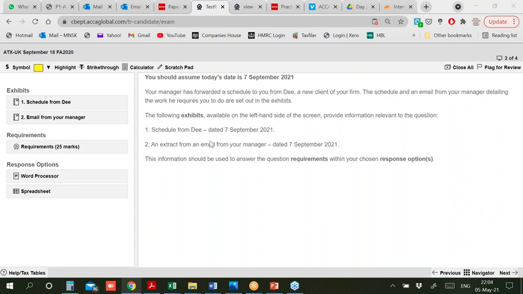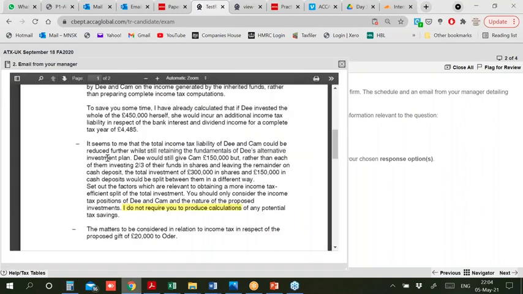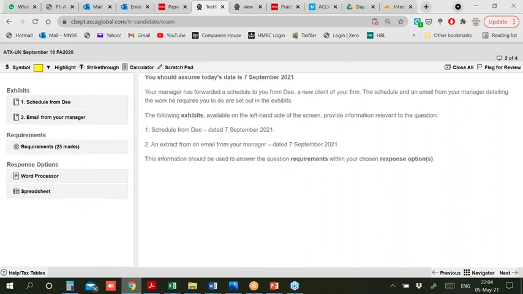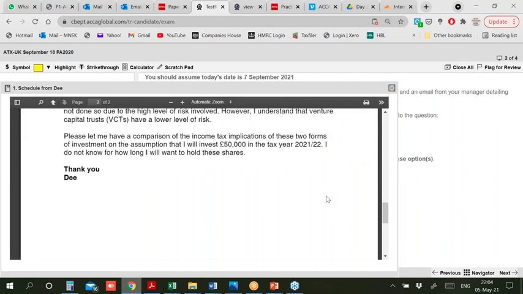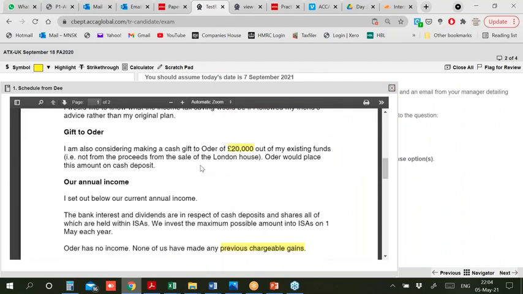Now, again, I have to open the requirement and see whether I have answered all parts. So yes, this bit is done as well. Now this bit is left, the matters to be considered in relation to the income tax in respect of the proposed gift to Order. So guys, I've already told you that it is a cash gift. And because of that cash gift, it will not be subject to CGT. However, it will be subject to IHT, but let me open the question once more and see where I have given the information about Order.